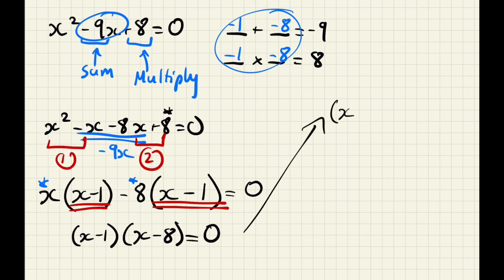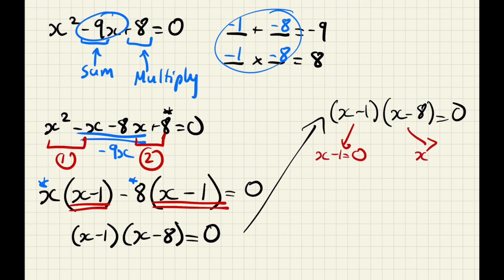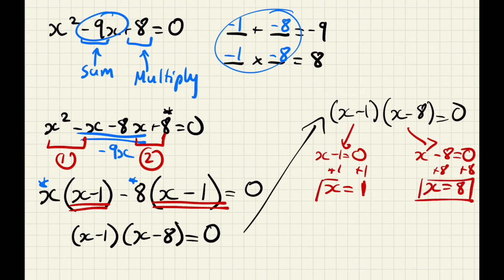Let's go up here again. x minus 1, x minus 8 is equal to 0. Let's equate each of those terms to 0. So we have x minus 1 is equal to 0, and x minus 8 is equal to 0. Then let's solve. Looking at the x minus 1, we add 1 to both sides, so x is equal to 1. And this time we add 8 here, and x is equal to positive 8. So there you have it. x is equal to 1, and x is equal to positive 8.